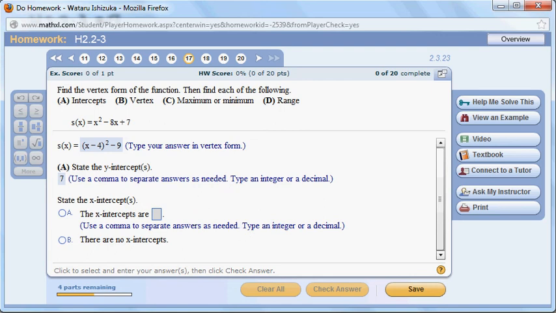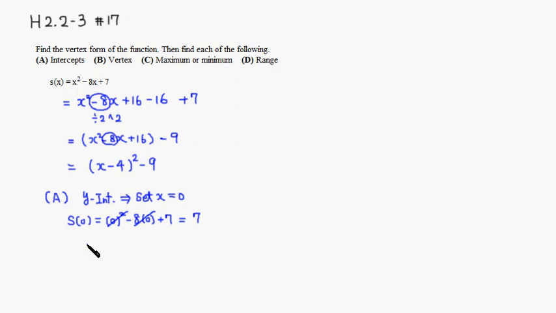All right, so find x-intercepts. If you want to find x-intercepts, right, we're going to set y equal to 0, right, which means we set the whole function equal to 0. An easy one to look at is probably this one, since it's just the same thing as s of x. So I'm going to set the quantity x minus 4 squared minus 9 equal to 0. All right. Then try to solve for x.